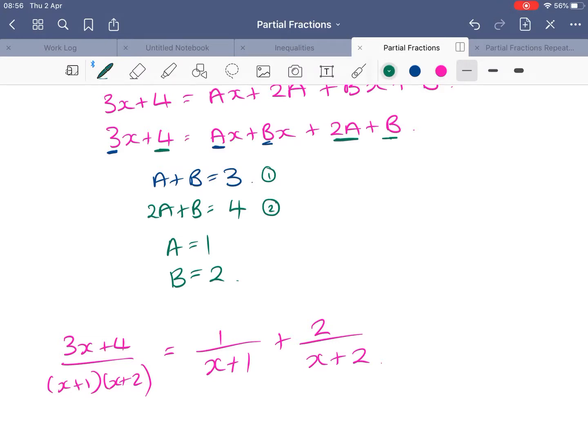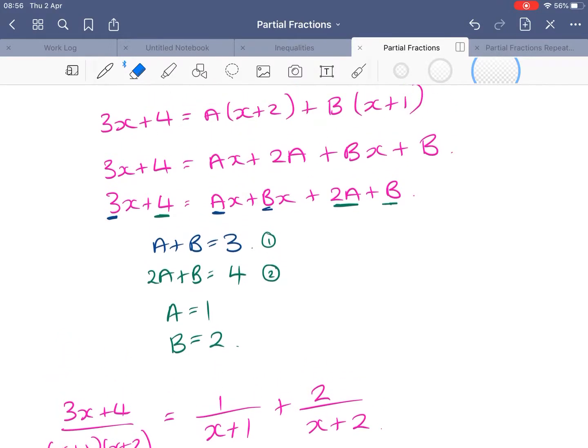And this is where I always tell my pupils, especially with the easier ones, to check. So I'd have 1 lot of x plus 2 plus 2 lots of x plus 1. So that's going to give me 3x plus 4, tick. Okay, right. But I'll be honest, we don't tend to use that method.